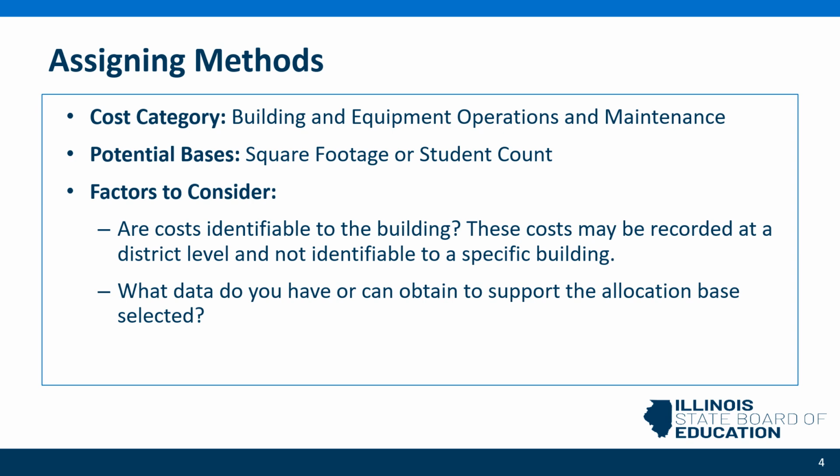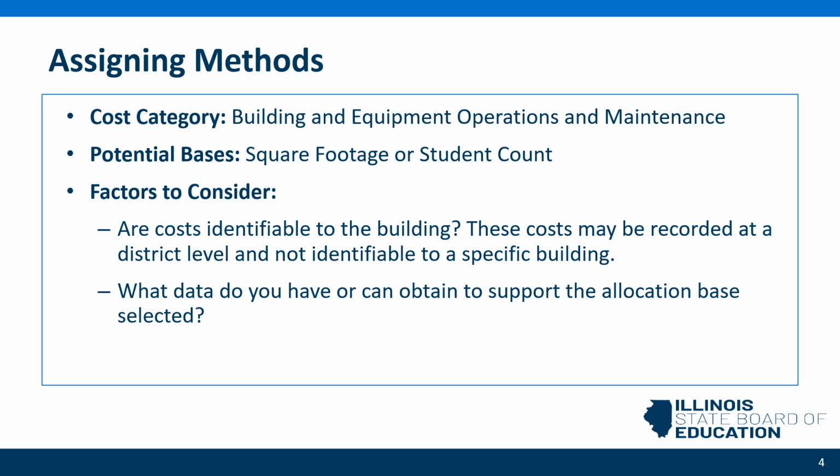Now, let's take a closer look at how we apply these methods in practice. One key example is building and equipment operations and maintenance, where costs can be allocated using square footage or student count method. The method you choose should be supported by reliable data and reflect the most accurate cost distribution. Here's what to consider when assigning an allocation method.